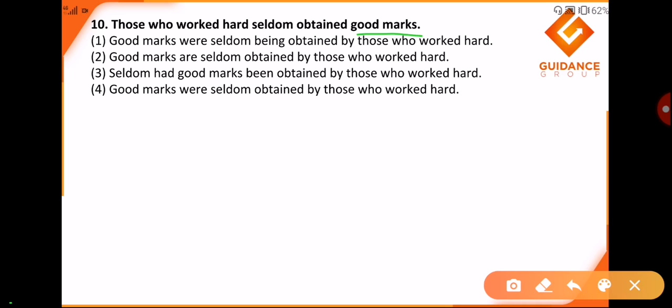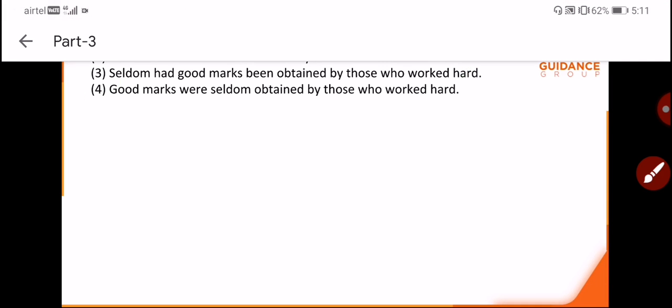Good, seldom had good marks been obtained. No, this is not my start. Good marks are, no. Why? "Are" is used in case of present tense. Good marks were seldom being will not come, because no form of "ing" is used in my actual sentence, hence I would say the fourth one is the right option. Good marks were seldom obtained by those who worked hard. Is it clear to everyone? Okay, so we move next.